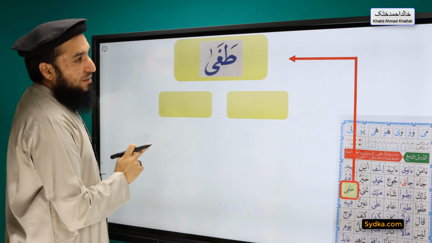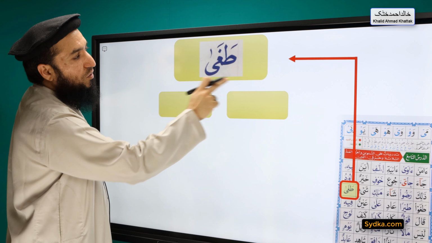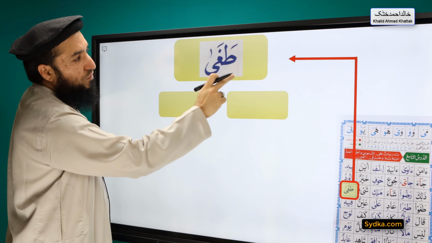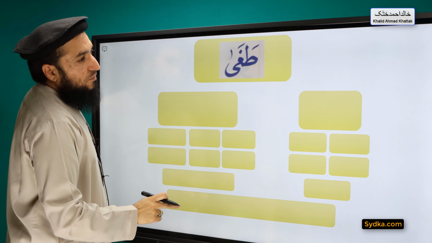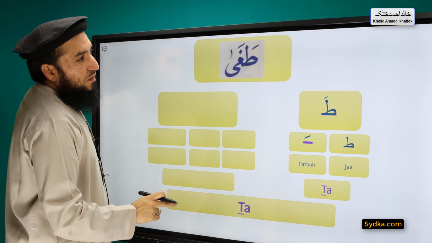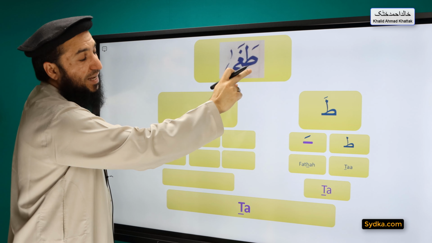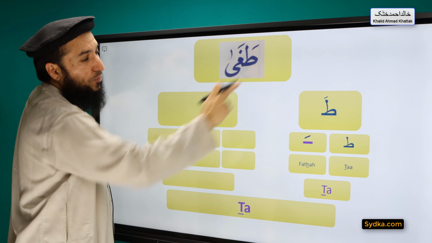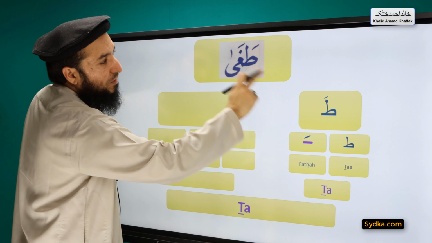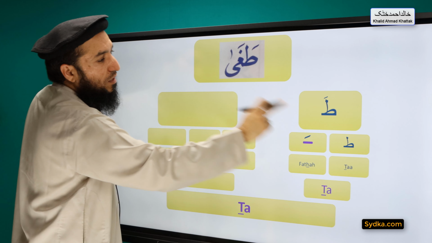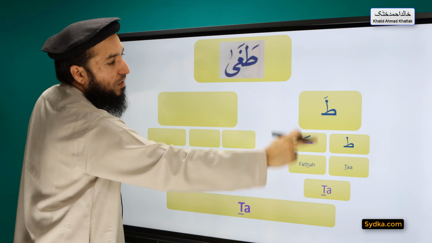Shay'in. The next word we have is Tagha. It can be divided into 2 syllables. The first syllable we have is Ta Fatha Ta. Ta is a heavy letter, it has Fatha on top of it, and it will be prolonged for 1 count. Ta Fatha Ta.